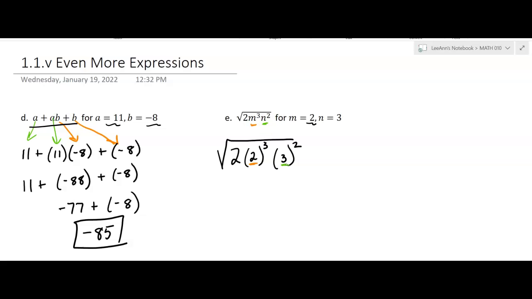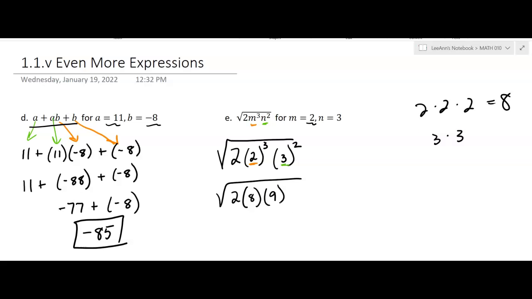Okay, now how do we work this? Well, we'll have to do the exponents first. So square root of 2 times, now what's 2 times 2 times 2? 8. And then I'll have to do 3 squared, 3 times 3, which is 9.